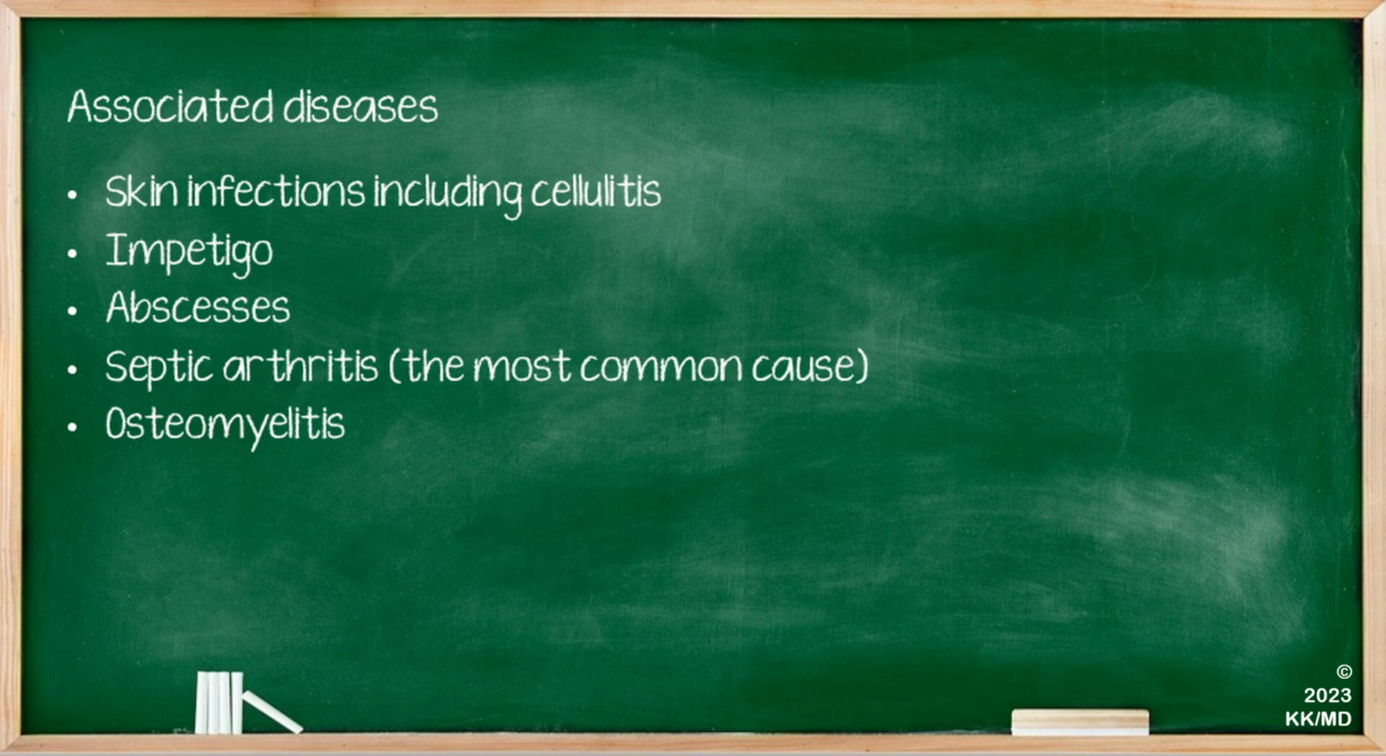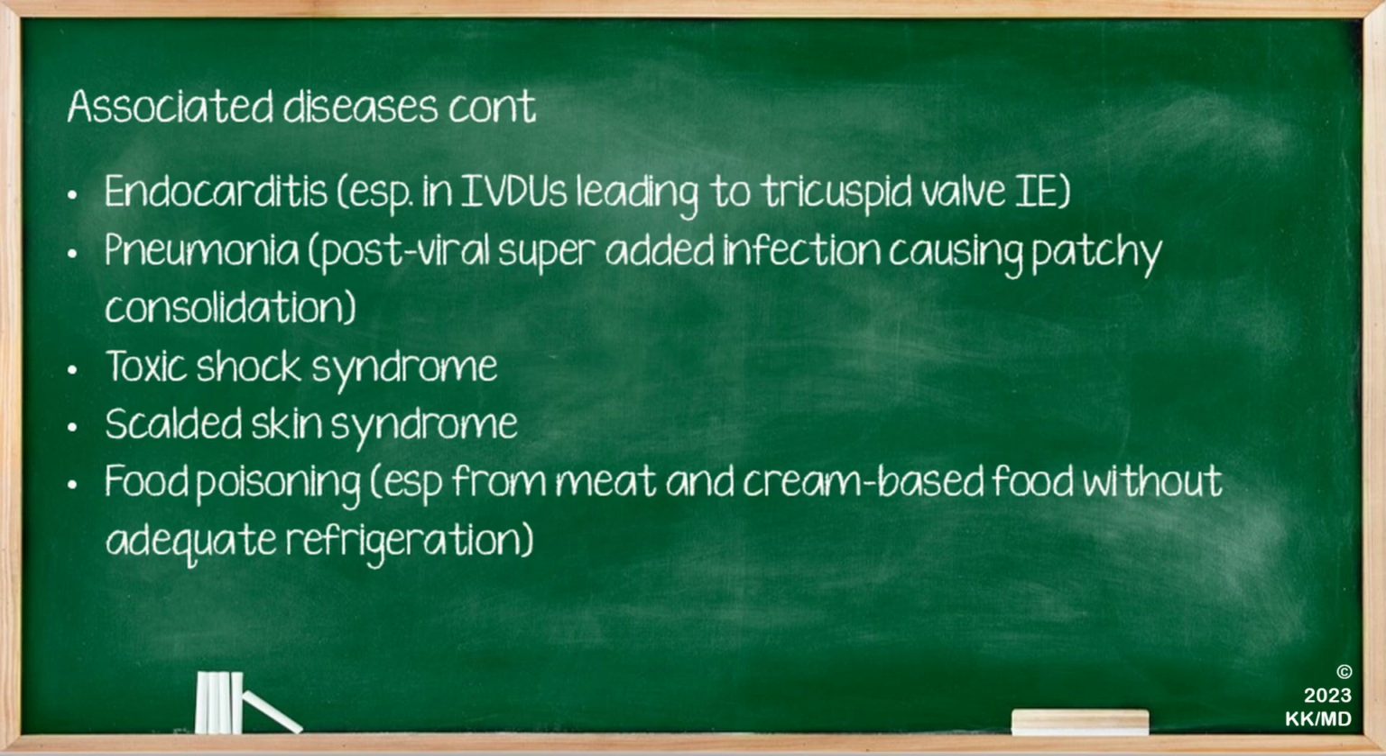Staph aureus is associated with multiple types of diseases, including skin infections, such as cellulitis and impetigo, abscesses, septic arthritis, of which it is the most common cause, and also osteomyelitis. Other associated diseases include endocarditis, especially in intravenous drug users, which can lead to a tricuspid valve infective endocarditis, pneumonia, such as post-viral as a superadded infection causing patchy consolidation, toxic shock syndrome, scalded skin syndrome, and food poisoning, especially from meat and cream-based foods without adequate refrigeration.